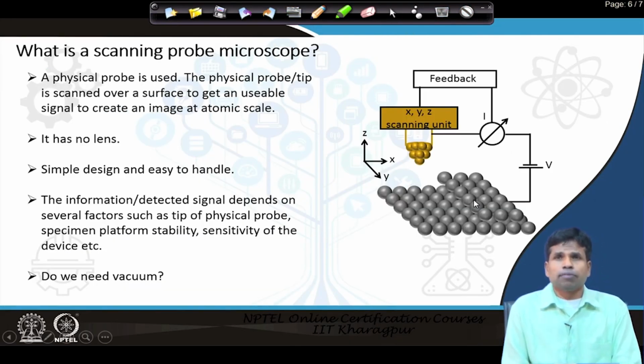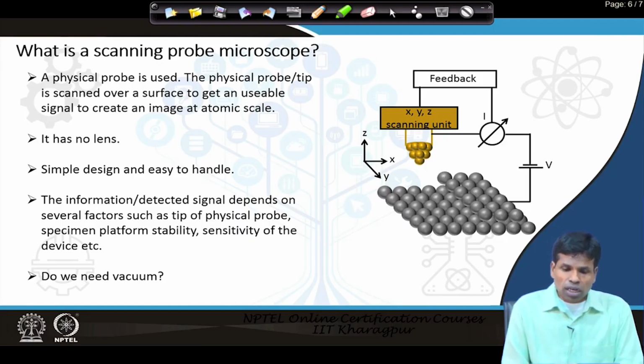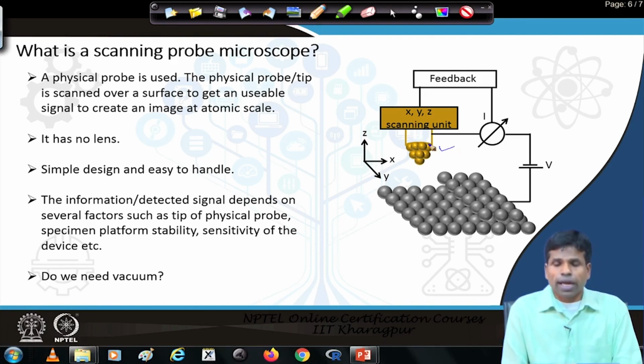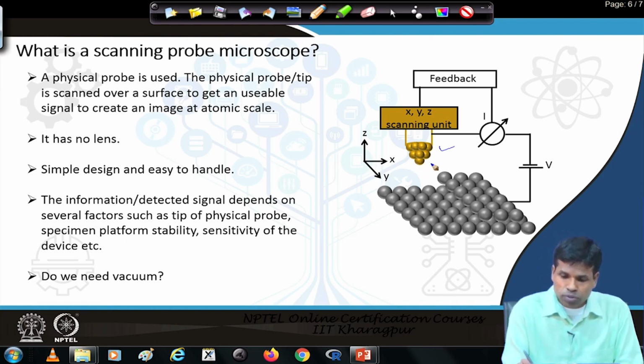So, what is actually a scanning probe microscope? Here certainly a physical probe is used, as we talked. A physical probe or tip is scanned over a surface to get a usable signal to create an image. Here the tip shape and size are quite important to get the information of the specimen. In order to achieve atomic resolution, the tip should be atomically sharp.